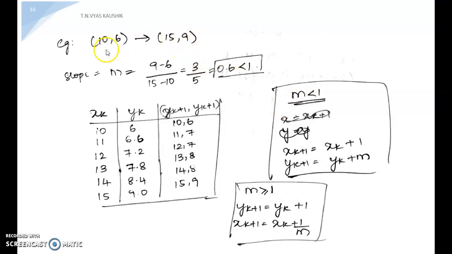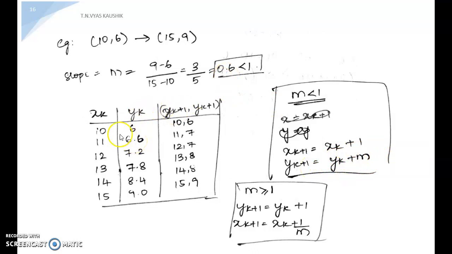So the first 2 points are 10 comma 6. I am writing xk as 10 and yk as 6. I have calculated the slope value as 0.6, which is less than 1, so I have to use this formula. We can see that xk plus 1, the next point of x, is the value of x at the current point plus 1. So 10 will become 11, and yk plus 1 is yk plus m, where m is 0.6, so yk will become 6.6.